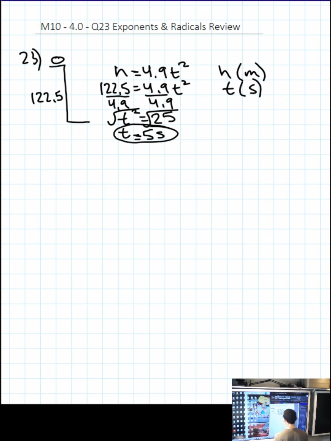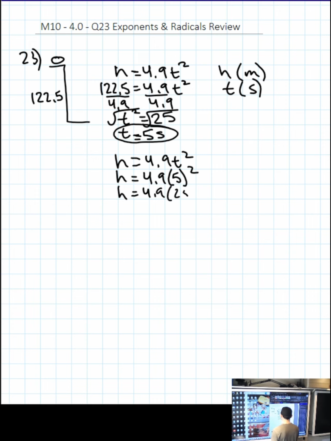A great formula to allow you to calculate the time it takes to drop from a certain height, or if you know the time, like we're going to check our answer right now. So h equals 4.9 t squared. If I take that t and substitute it into the equation, h equals 4.9 times 25, and h therefore equals 122.5 meters. Check our answer.